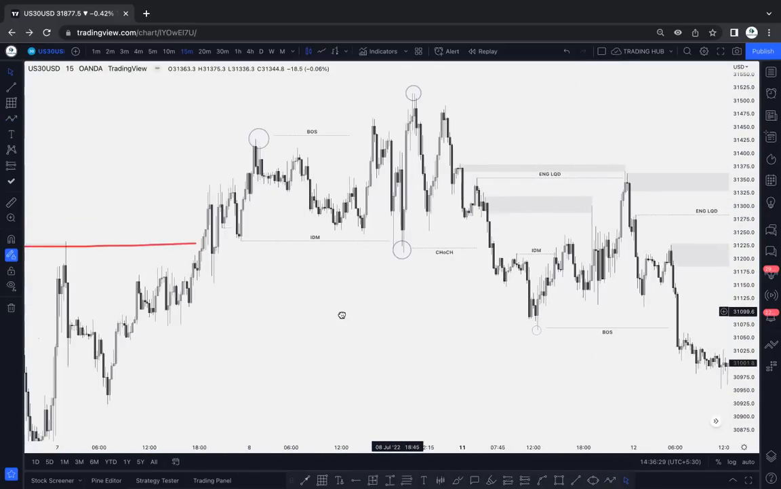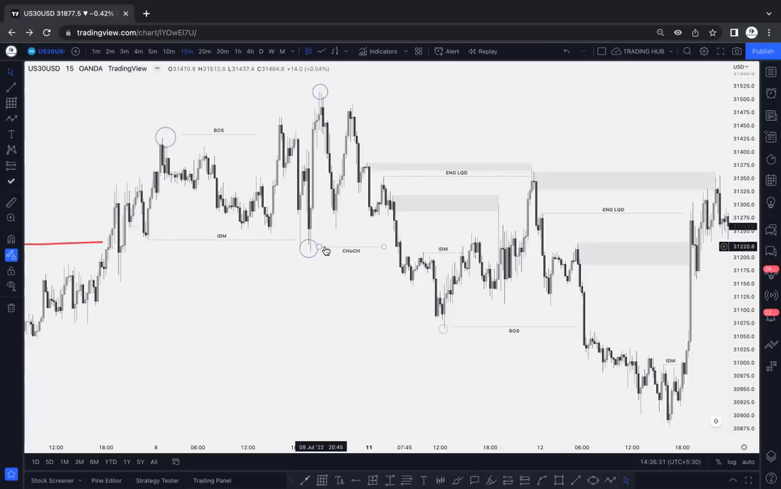Then market breaks this structure. You can watch this video again after completing this session. That's why this video is recording, because we have a lot of questions.